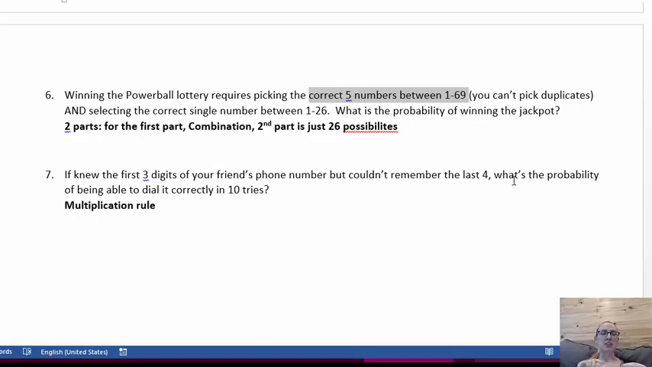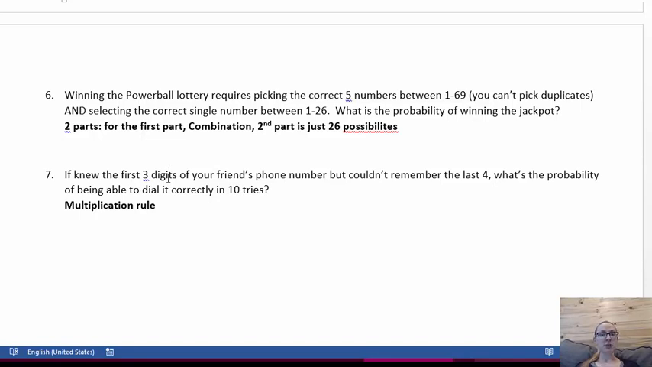And then the second part is finding the correct number between 1 and 26. So that's kind of a separate possibility. That one's easy to count since you're just picking one number. There's only 26 options. But for the actual counting here, you're going to find the number of possibilities for the first part, the combination part, and then that 26, and you'll actually multiply them together. So it's kind of a combination between a multiplication rule and these 2 separate counting questions.